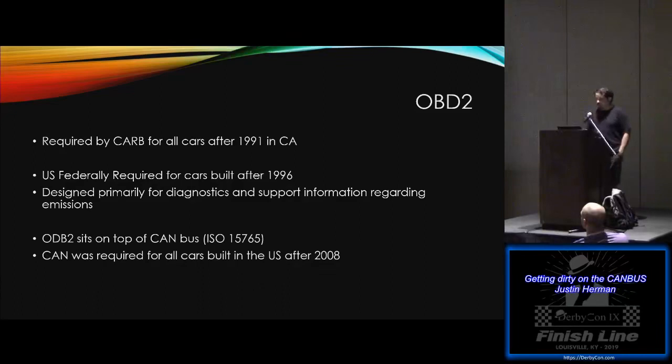CAN, which was the ISO 15765-4, was required after 2008 for all cars. So if you're thinking about doing this, getting into hacking on cars or having some fun and figuring out what's out there and doing some fuzzing, having a newer car obviously is going to offer a lot more features.